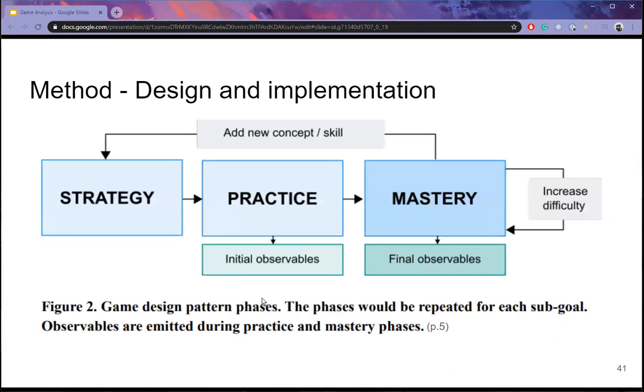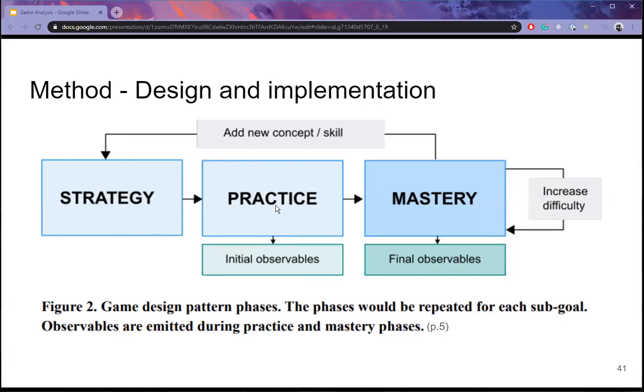So in the design and implementation, they propose a pattern to split the game into three phases: the strategy phase. This is the phase where the players are first introduced to the learning goal, and this can include knowledge and procedures that they might need in subsequent steps, also concrete instructions on how to interact with the game world. Simply said, it's a game tutorial in general. Also in this phase, the user starts to form a strategy in order to tackle the problems that they're going to face in a later stage.